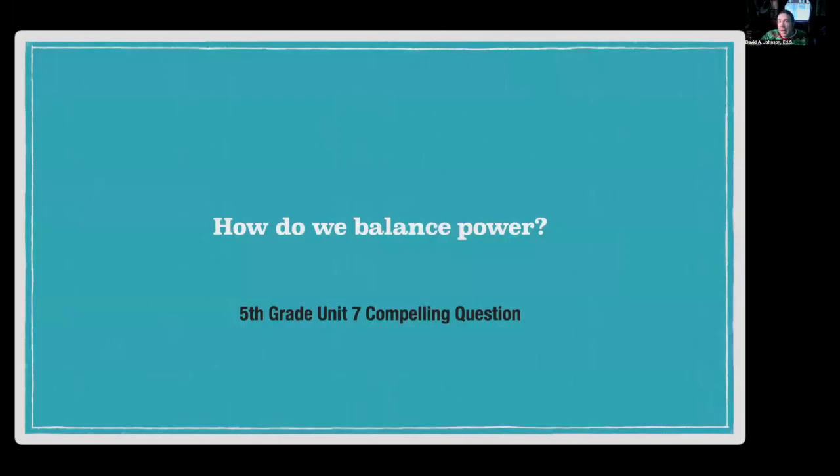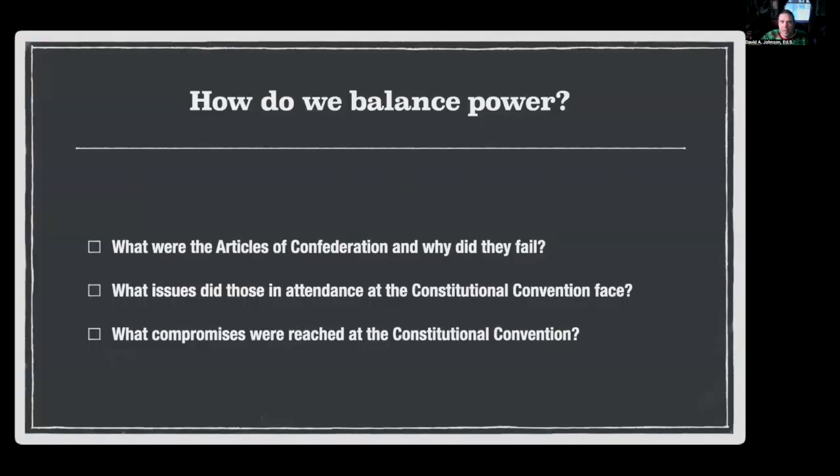And then finally, how do we balance power? This is the final unit. And the 3 questions here are: what were the Articles of Confederation and why did they fail? What issues did those in attendance at the Constitutional Convention face? And then what compromises were reached at the Constitutional Convention? This is how you end your school year.